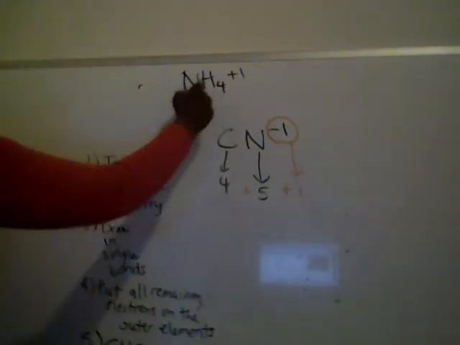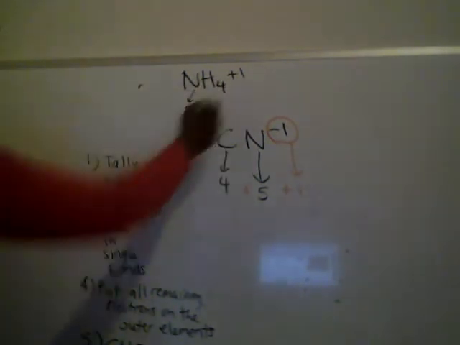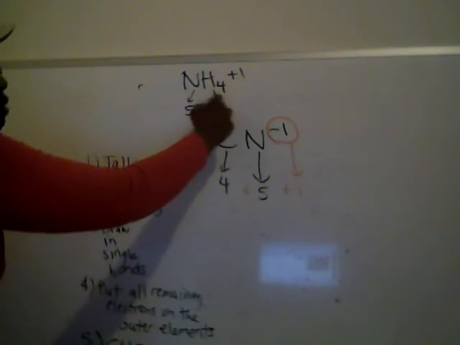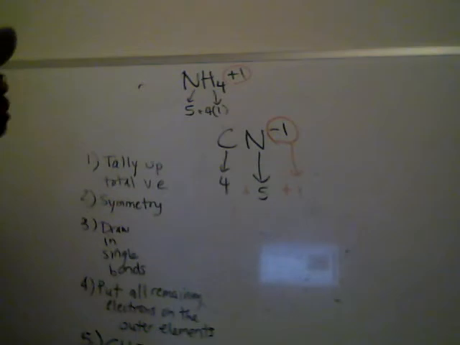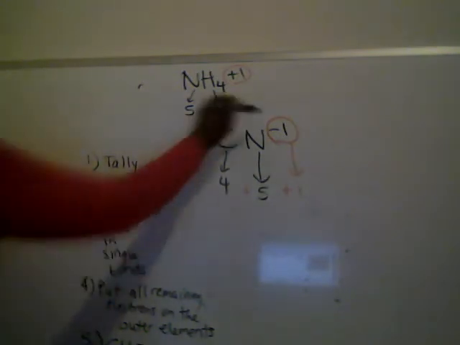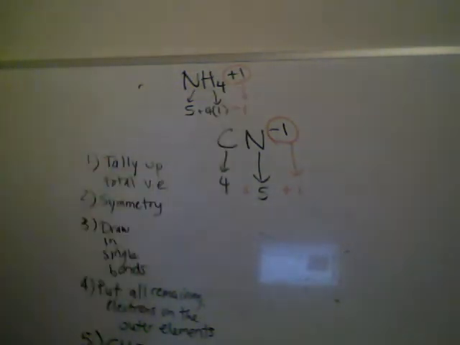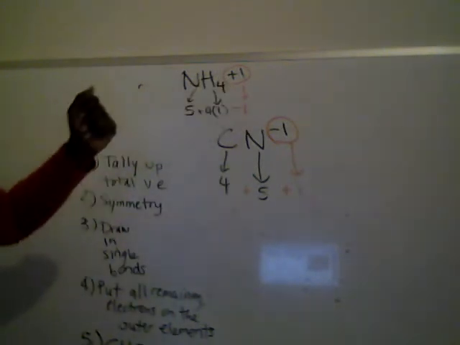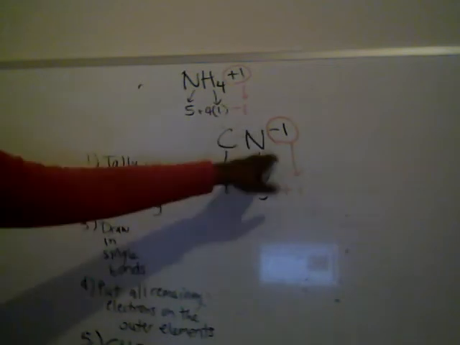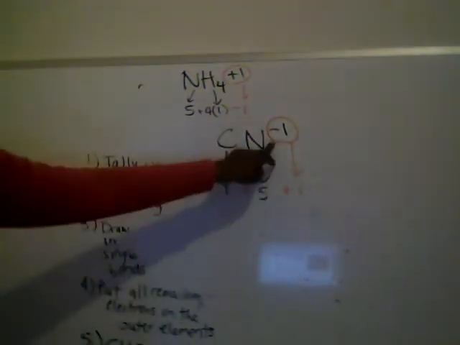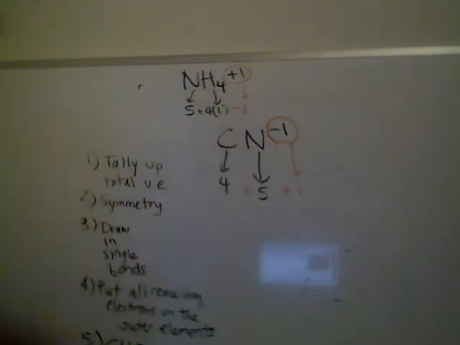So nitrogen's in the 5th column, so it would have 5 valence electrons. Hydrogen would have 1, but there's 4 hydrogens. The plus 1 now means that we actually have to take an electron away. So we'd subtract an electron from the total that we have. So for positive charges, you subtract the number of electrons. If this were a +2, you would subtract 2. If you have a minus, you add that number of electrons. So if this was a -3, you would add 3. But in our case, we have a -1, so we're just going to add 1.